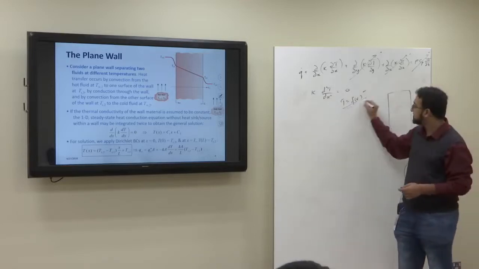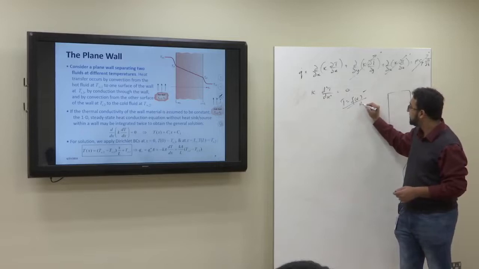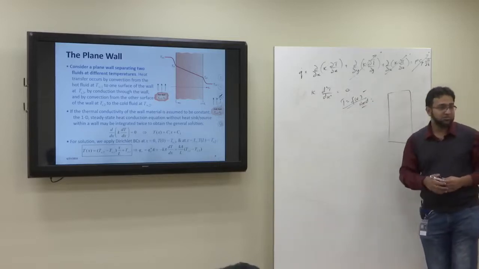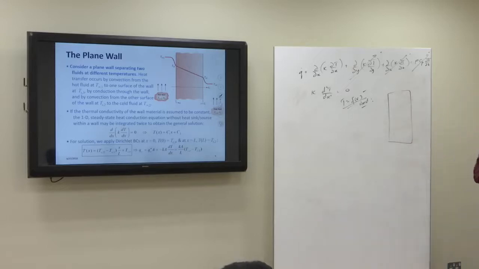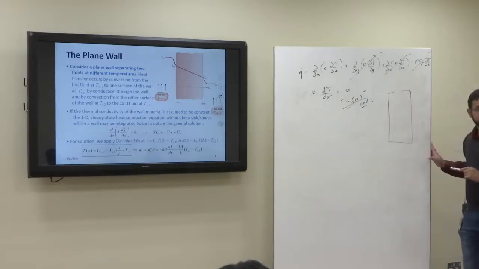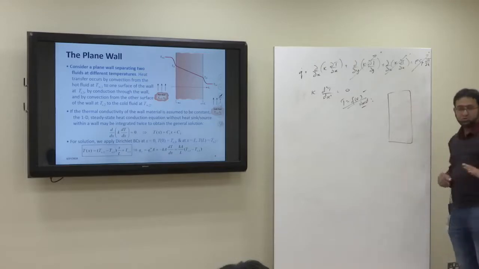That will be our answer. This is what we need. Okay? We need temperature as a function of distance. So our objective is basically, if we have a wall, we need to know what is the temperature at all points in the wall. Okay? We need to know what is the temperature at any point in the wall.